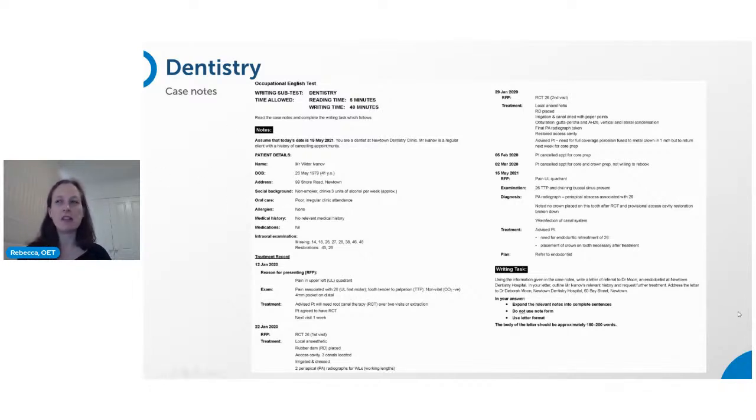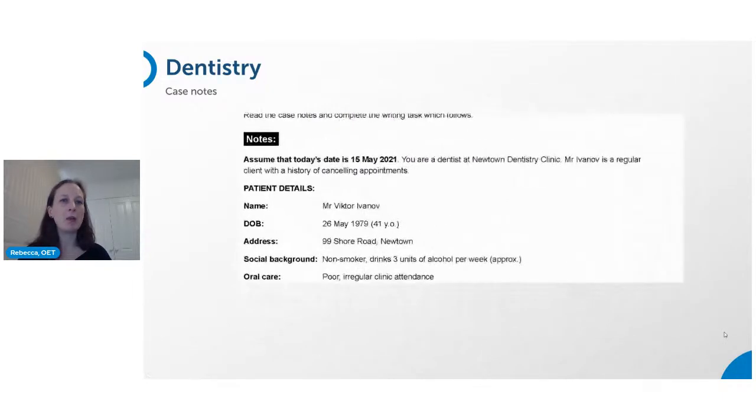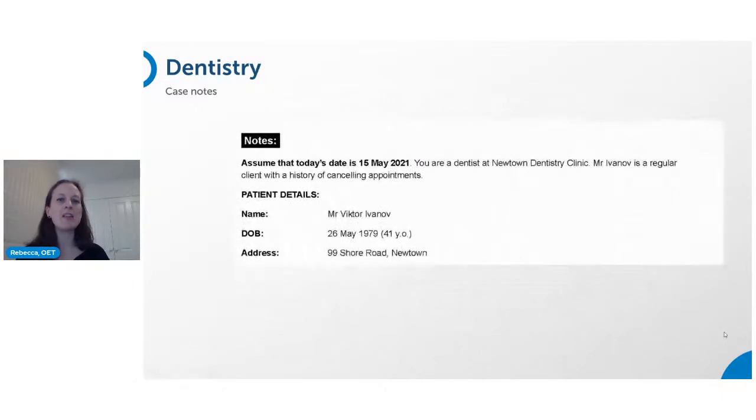So the first thing that we need to do is to understand the basics of our role in the letter, which we can find in the notes section at the top. And we can see that for this scenario, we are a dentist writing about one of our regular patients who has a history of cancelling appointments. And the patient's details are just below, the patient's name, Mr. Viktor Ivanov, and his date of birth.